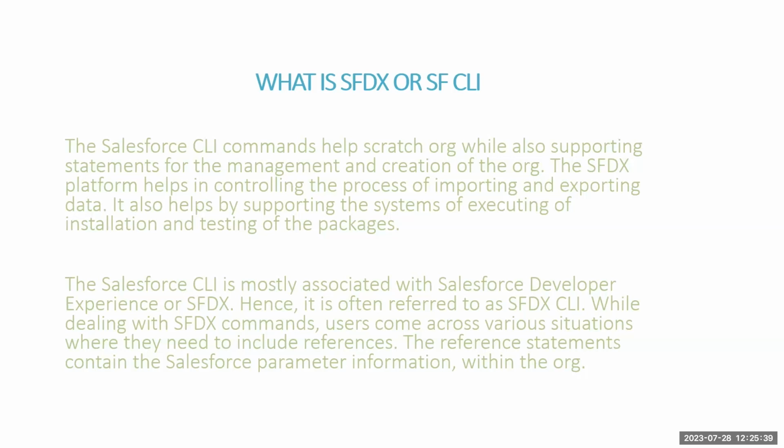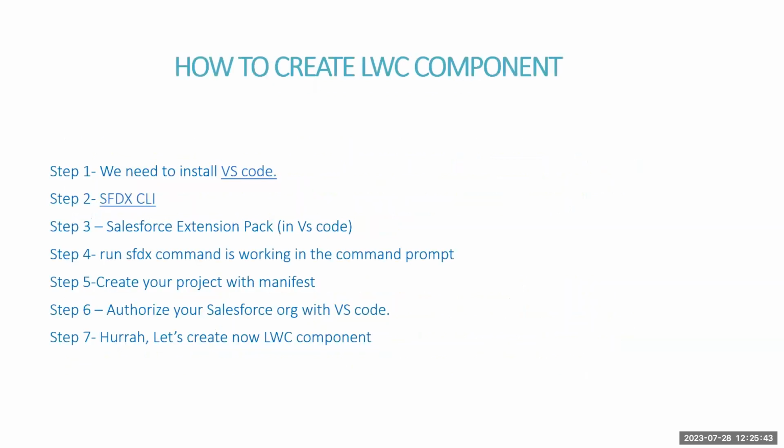So what are the steps we need to do in the installation process? There are a total of 7 steps. In this video, we will do only 4 steps. First, VS Code installation, then SFDX CLI, the extension pack, and how we can run the commands of SFDX CLI. Okay, so let's go and install the VS Code and SFDX CLI.